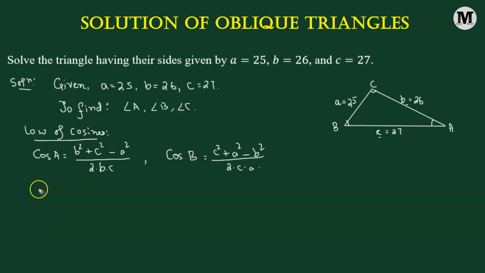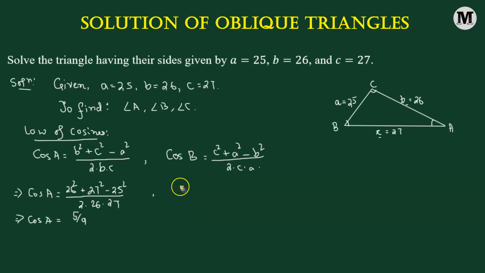So let's first find cosine of angle A. All we have to do is substitute the respective values. B is 26, so we have 26 squared, added to C, that's 27 squared. And from here, subtract A squared, so we have 25 squared, divided by 2 times B and C, so B is 26 and C is 27. Okay, so this gives us a value of 5/9. So we have computed the value of cosine of angle A. Let's keep it aside for the time being.